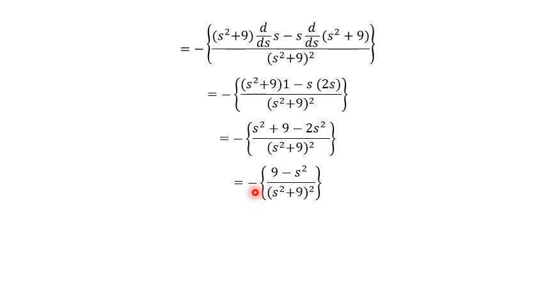In next step, we are just multiplying this minus sign to this bracket. So our final answer is F of s is equal to s square because this minus minus becomes plus. That's why we are writing here s square minus 9 because minus into plus 9 is minus 9. S square minus 9 upon s square plus 9 bracket square, and this is the Laplace transformation of t into cos of 3t by using t raised to n property.